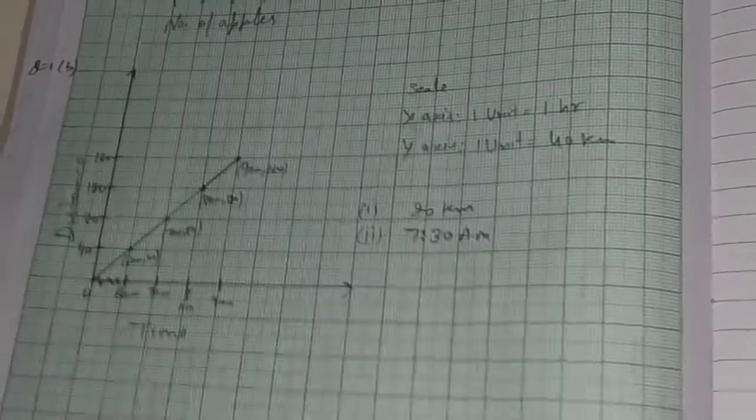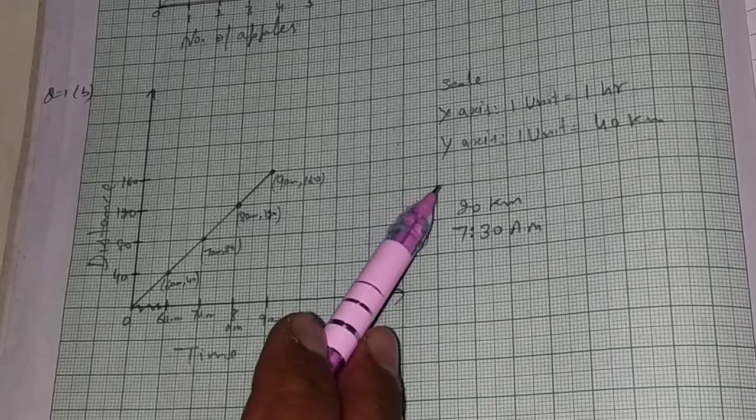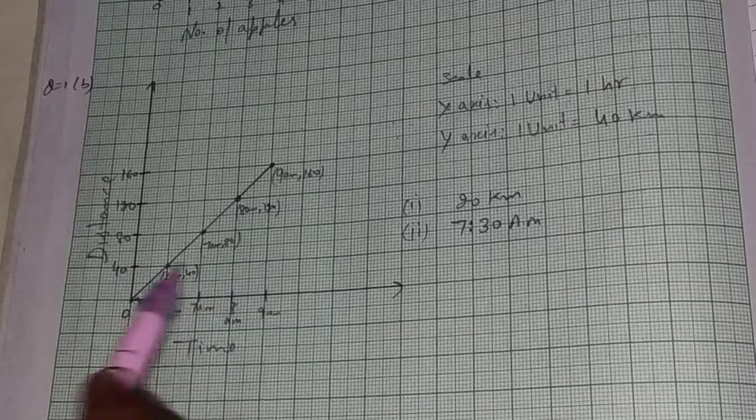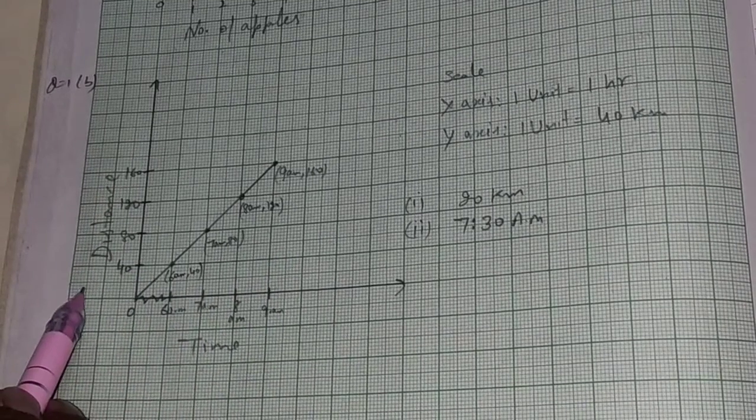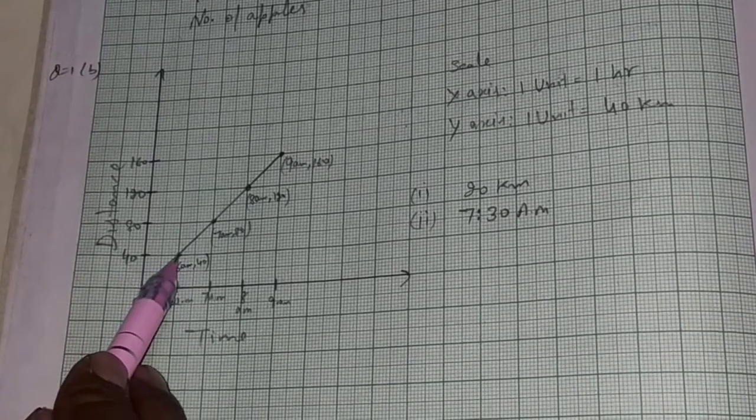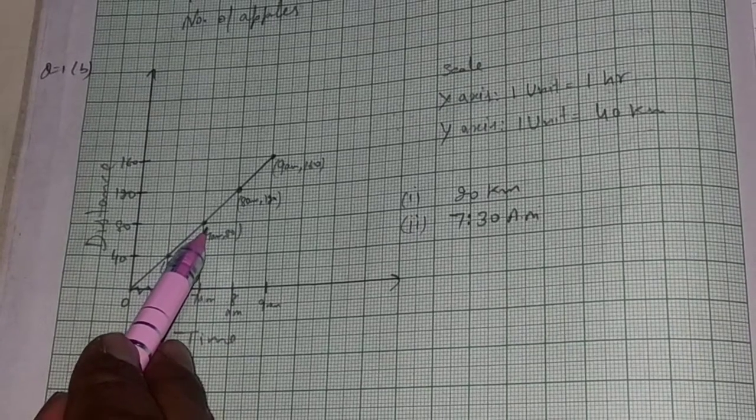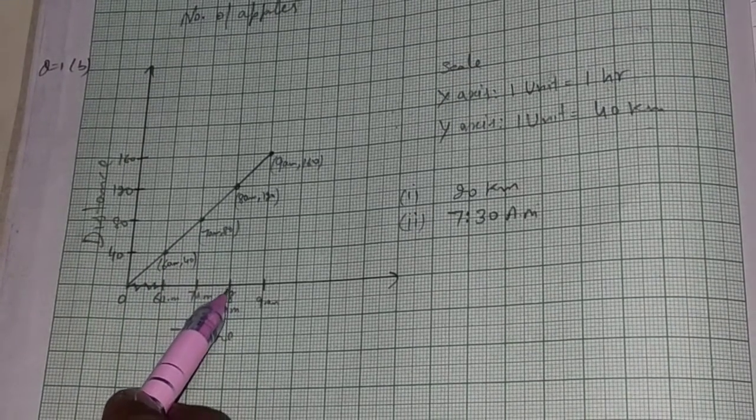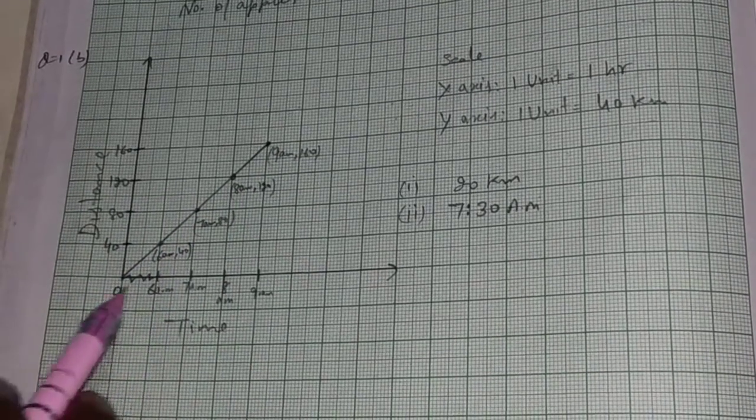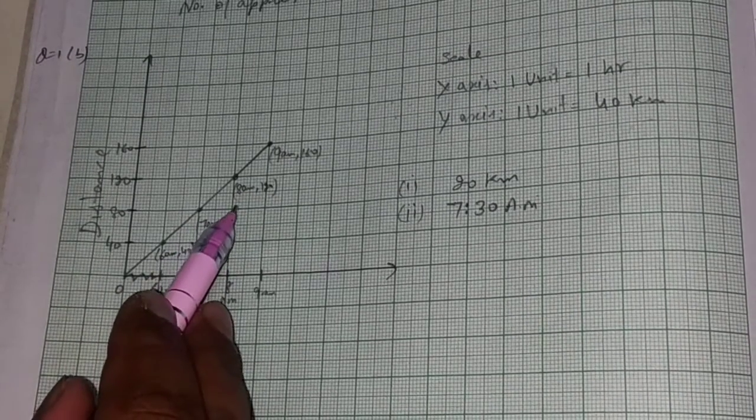Now in the second, it is the graph between time and distance. On the x-axis take 1 unit equal to 1 hour and on the y-axis 1 unit equal to 40 kilometers. So at 6 am the distance covered is 40 kilometers. At 7 am the distance covered is 80 kilometers and at 8 am the distance covered is 120. Like this, locate the points and join the points. You will get a linear graph.